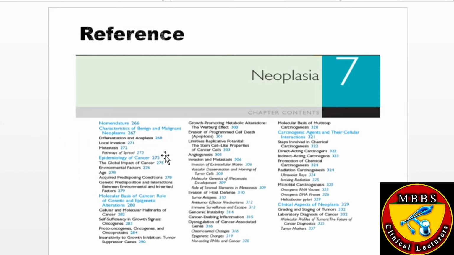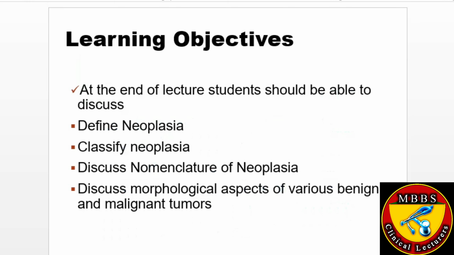7 of Robbins' 9th edition, and that is Neoplasia, and that begins on page number 266. The only objectives of today's lecture are that at the end of the lecture, the students will be able to define neoplasia, classify neoplasia, discuss nomenclature of neoplasia, and discuss morphological aspects of various benign and malignant tumors. Some important tumors, of course, because at your level you don't need to go into too much detail of it.